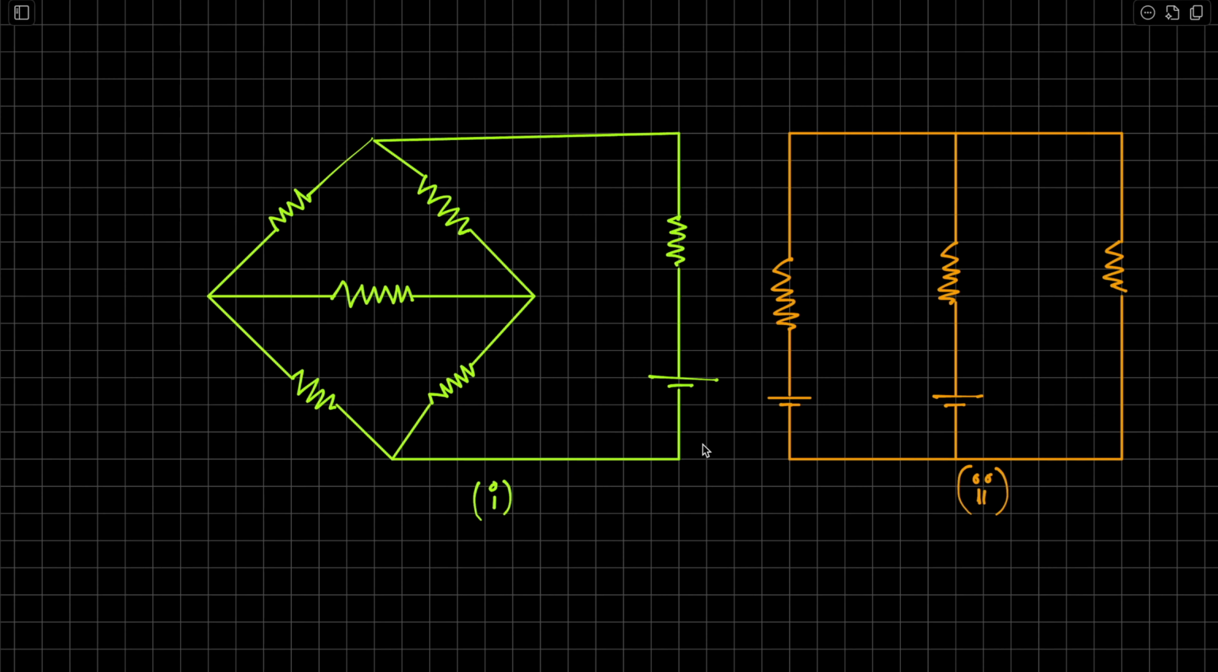If we have multiple resistors in a circuit, we could reduce the number of resistors by finding the equivalent resistance, and from there we can apply Ohm's law and find the current or whatever we want, right? Yeah. But what if we have some complicated circuits like these two?